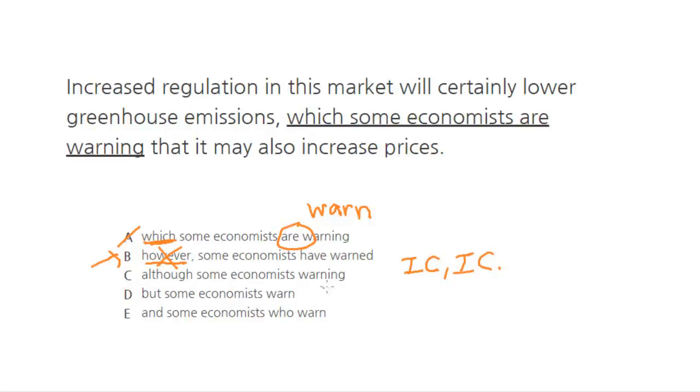What about C? Although some economists warning that it may also increase prices. So, economists warning, this is a modifier phrase. I don't know how this would work. So it'd just be a really bad answer choice. What about D? But some economists warn. So, okay, there's a contrast, and this is a coordinate conjunction, which means you could put another sentence after it. Economists, and it's in the present tense, they warn, means they do this now. And E is wrong because there is a transition, and, except this is positive. You're simply adding. There's no contrast. So the best answer is choice D.